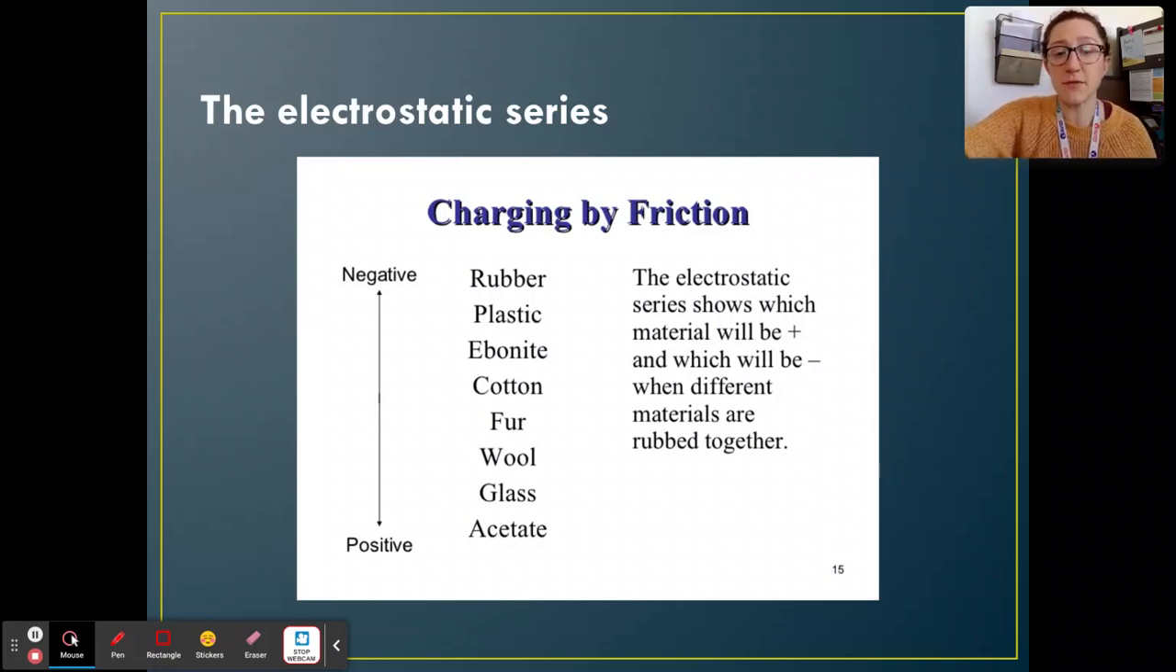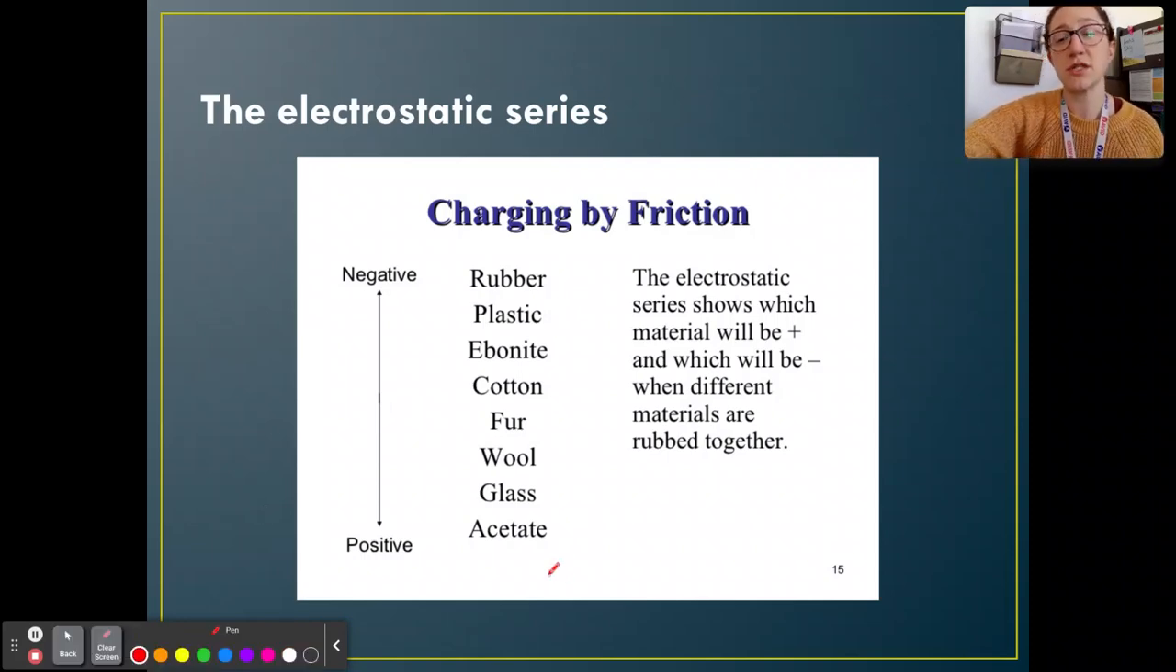I noticed that some folks didn't write in these materials, and it is helpful to have them written in to your notes so that you can refer to that later. I don't think it's super important to include acetate and ebonite, since those are probably not ones that you're familiar with. I'm not familiar with it. But these other ones are very common materials that we all know.